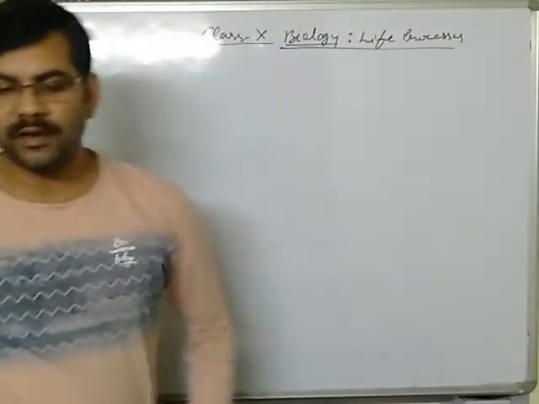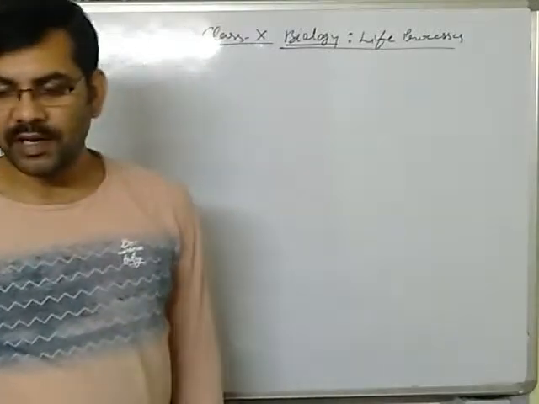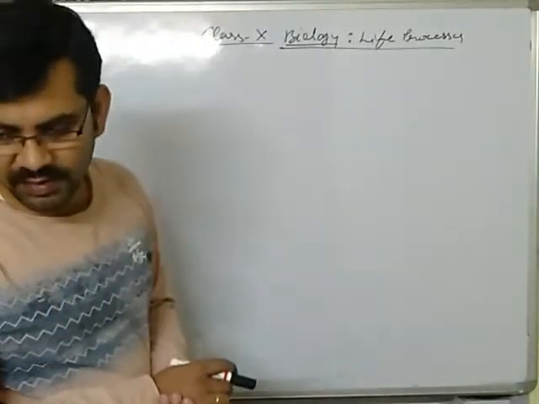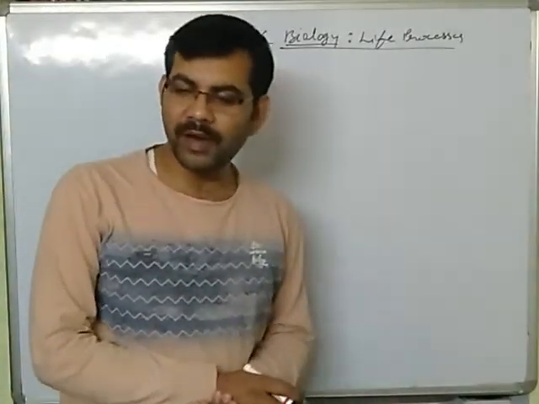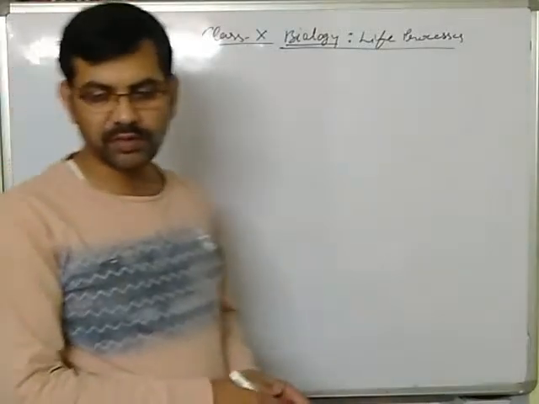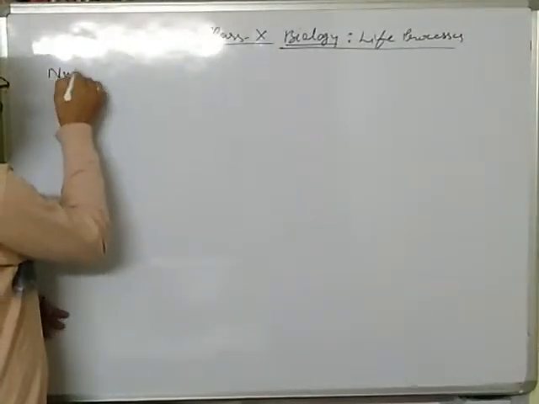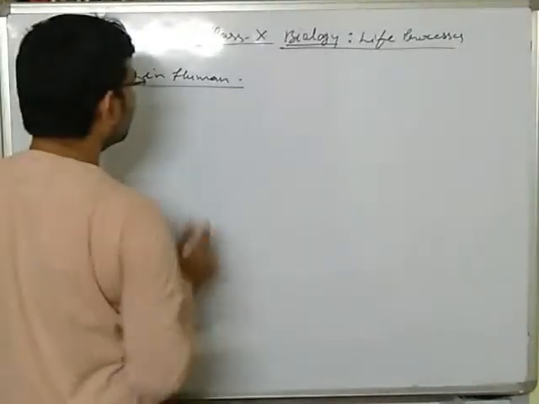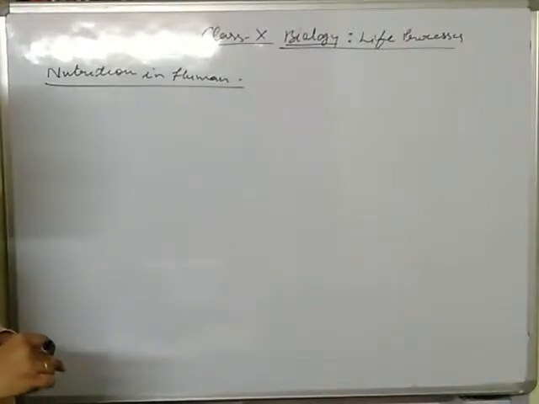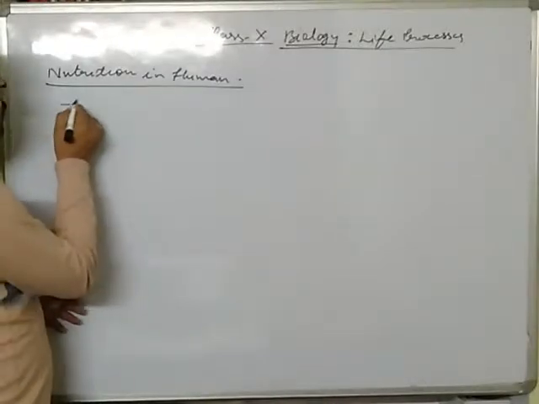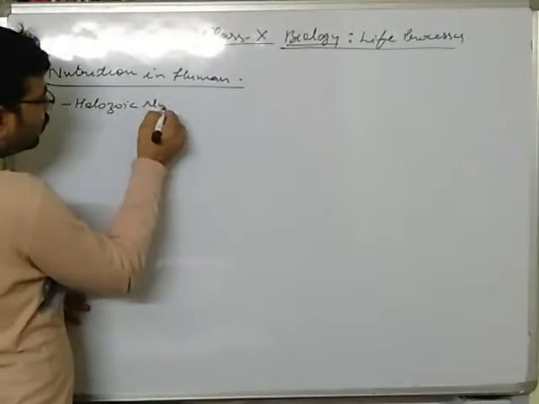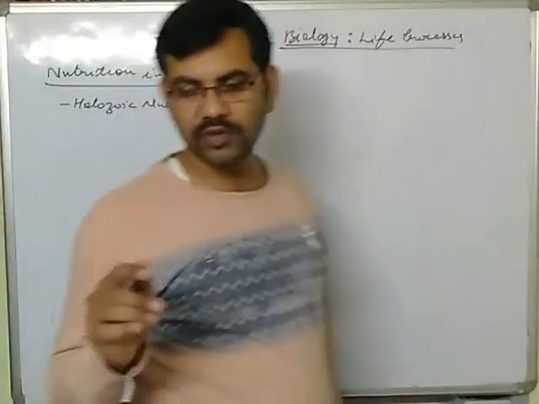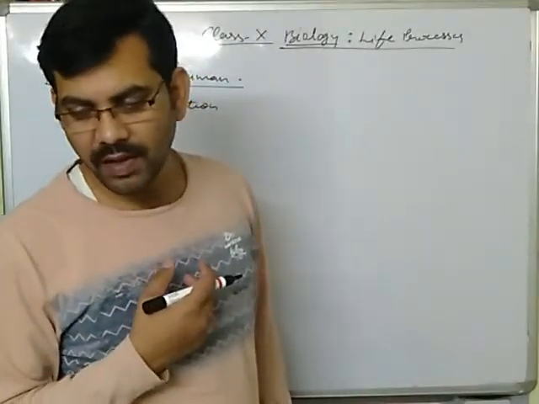Okay, students. In the previous class, we discussed holozoic nutrition in unicellular organisms. Today we will discuss holozoic nutrition in a multicellular organism, that is, a complex animal on this earth. Complex animal, that is human. Today we will discuss holozoic nutrition in human. Nutrition in human. First you should know the nutrition in human is also holozoic. Nutrition in human is holozoic, means they engulf their food.